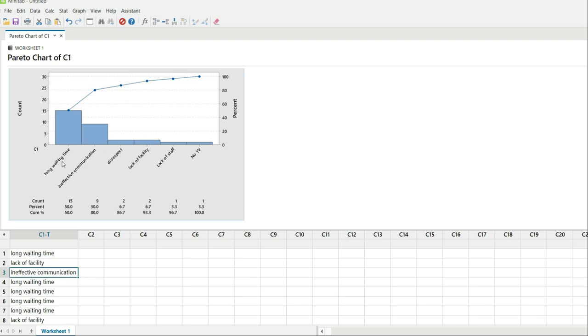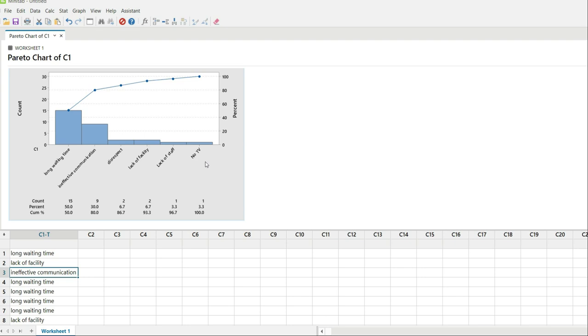See, these are the possible reasons for patient dissatisfaction. As per our data, these are the available factors. I mean the reasons for patient dissatisfaction. The first one is long waiting time, then ineffective communication, disrespect, lack of facility, lack of staff, and no TV.